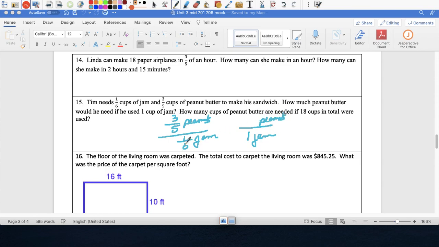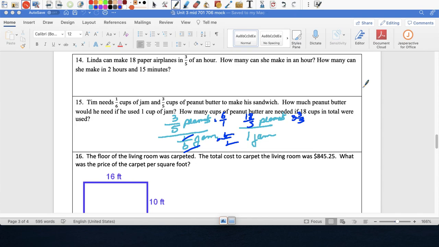Well, what is this? 1/6. How does 1/6 become 1? Well, times the reciprocal, which is 6 over 1. Well, that's easy. On the top, we got 18 over 5, or if you want to write it as 3 3/5. So 3 3/5 cups of peanuts for every 1 cup of jam.